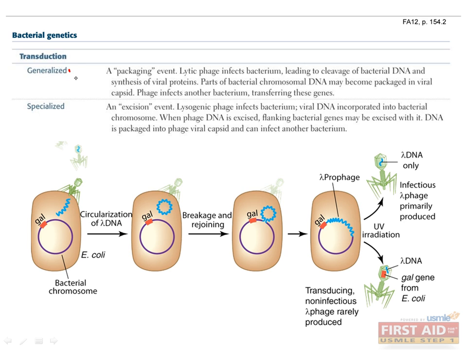In generalized transduction, genetic material is transferred by bacterial viruses or bacteriophages. The lytic phage infects a bacterium, leading to cleavage of bacterial DNA and synthesis of viral proteins. Parts of bacterial chromosomal DNA may then become packaged into viral capsids, and the phage can then transfer those genes when infecting other bacteria. This is a very efficient way for bacteria to pass antibiotic resistance.